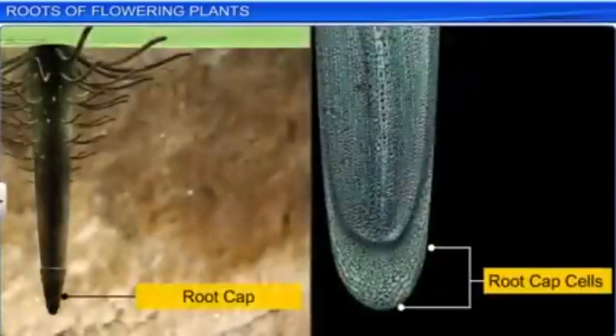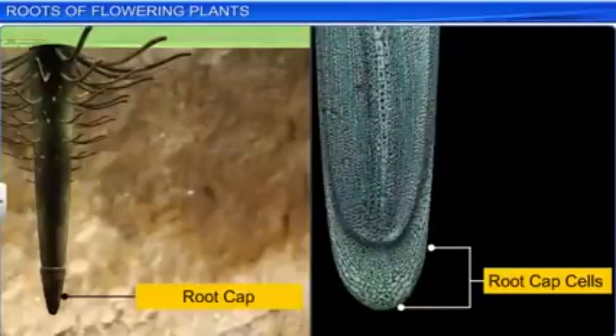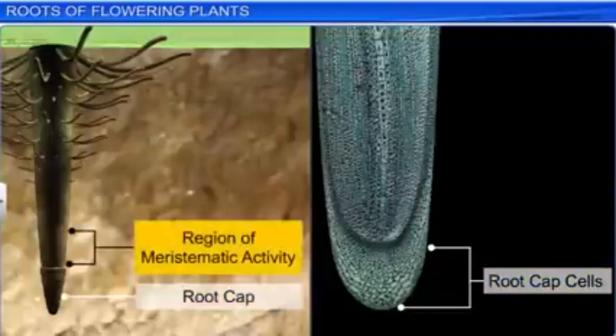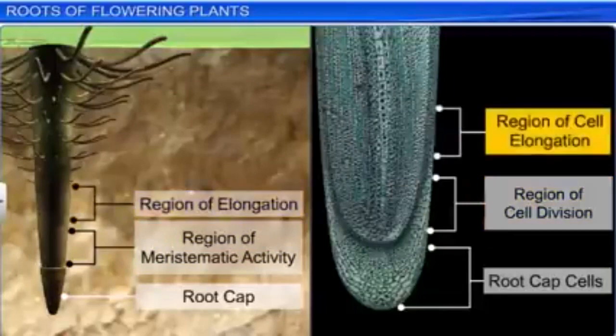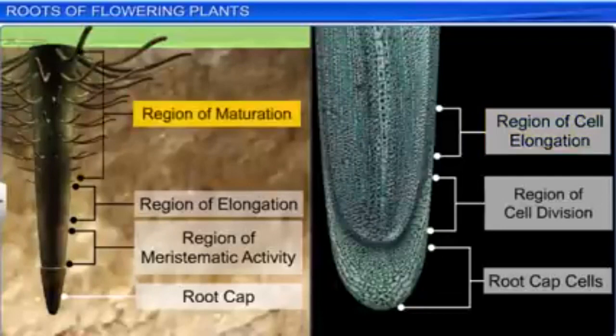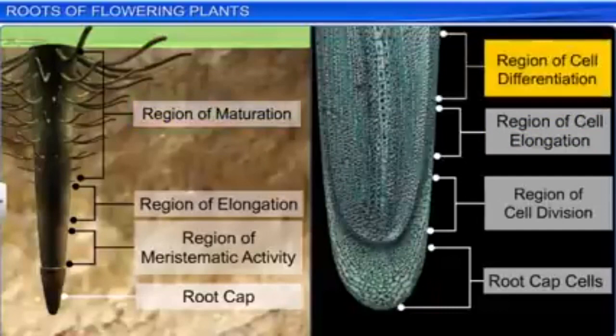The root cap is a sheath of cells present at the tip of the root that protects the root while entering the soil. The region of meristematic activity is just above the root cap, where the cells are very tiny and rapidly divide to produce new cells for growth. The region of elongation has cells that undergo rapid enlargement and elongation that causes the root to grow in length. The region of maturation has elongated cells that differentiate and mature. The primary tissues and root hairs develop here.